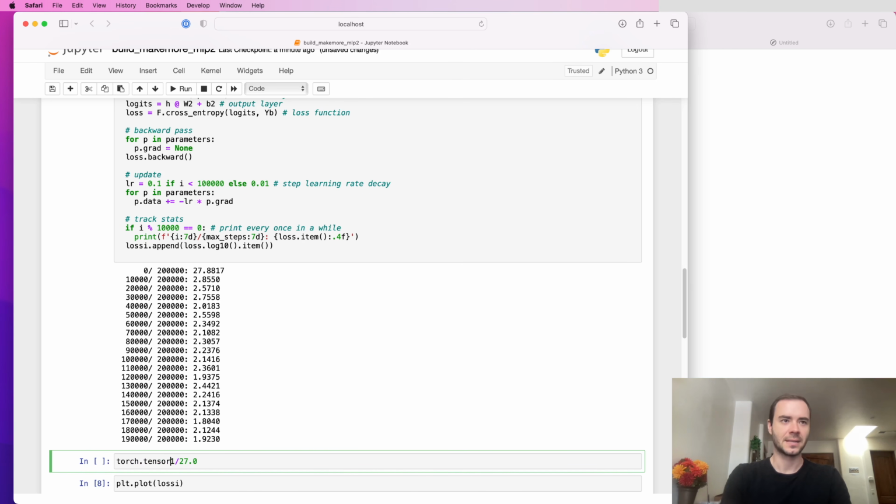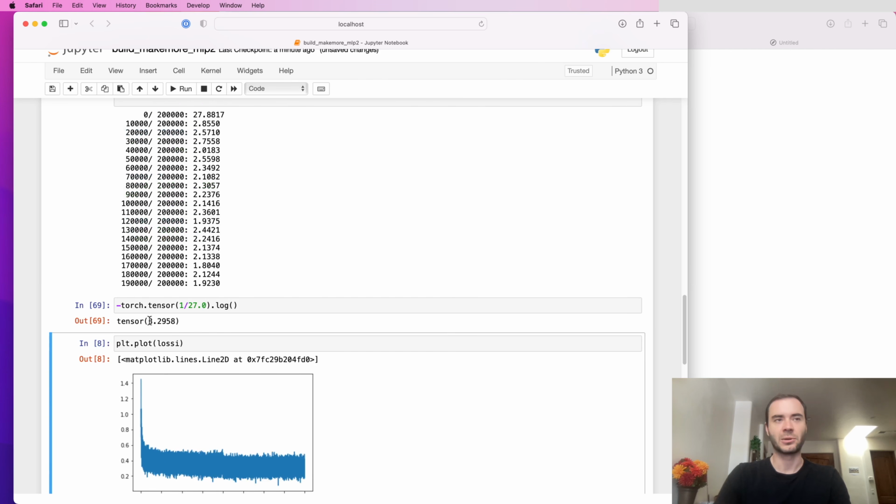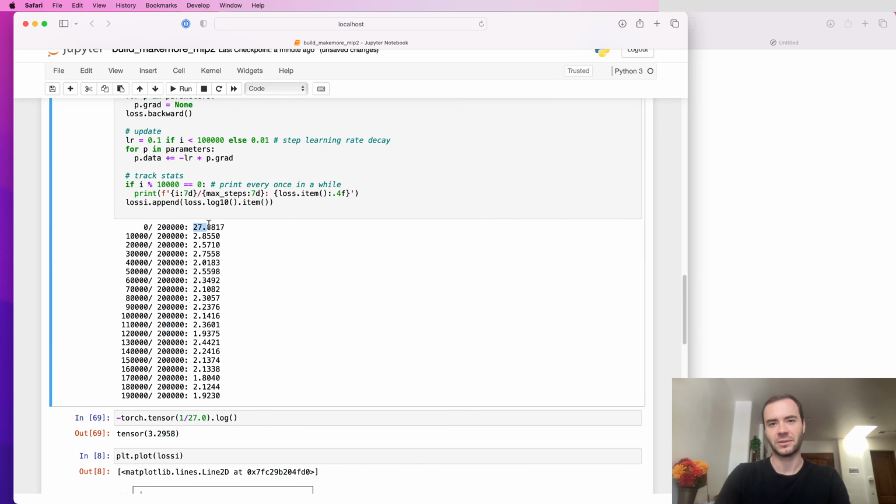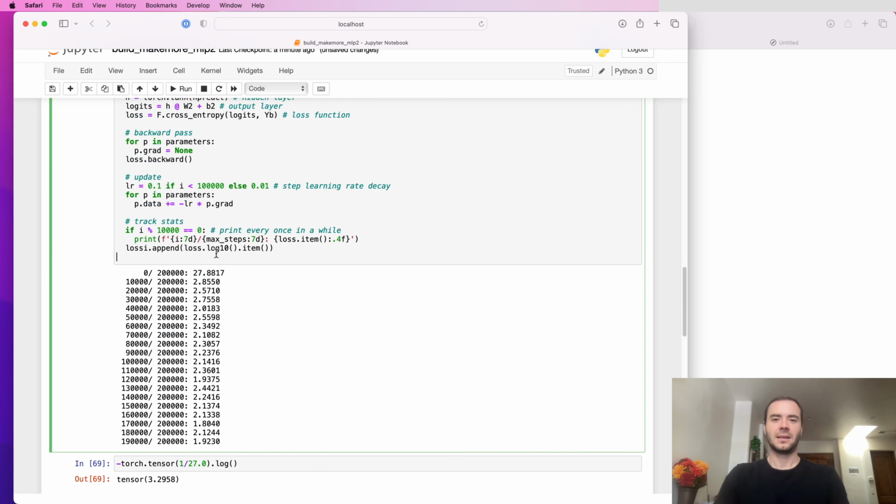So let's wrap this in a tensor. And then we can take the log of it. And then the negative log probability is the loss we would expect, which is 3.29, much, much lower than 27. And so what's happening right now is that at initialization, the neural net is creating probability distributions that are all messed up. Some characters are very confident and some characters are very not confident. And then basically what's happening is that the network is very confidently wrong. And that's what makes it record very high loss.